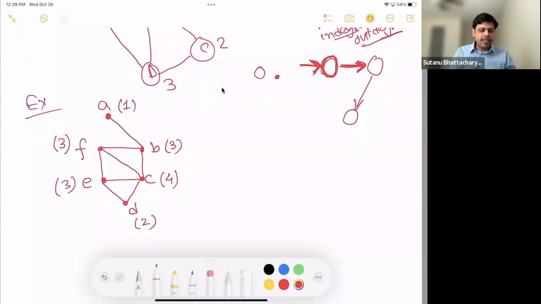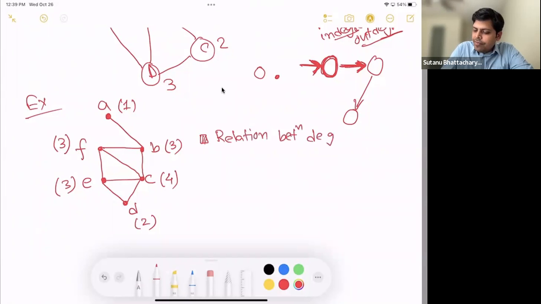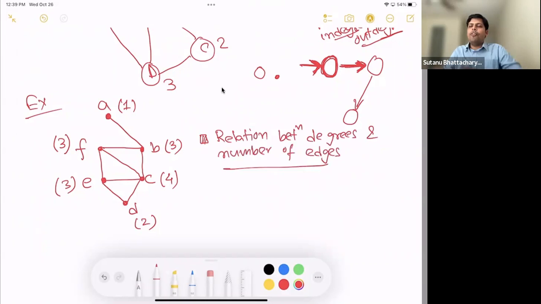Now, one very important topic, you may expect this question in your final exam: the relation between degrees and number of edges. For any simple graph, can you find any relation between the total degrees of all vertices, the summation of degrees, and the number of edges in that graph? Is there any relation?